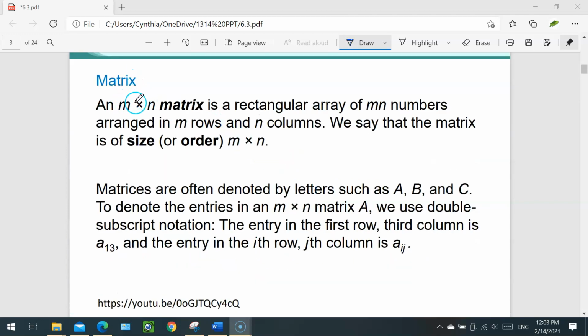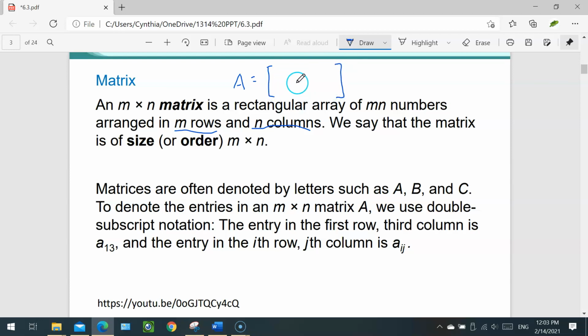A matrix is an M by N array of M times N numbers arranged. M represents the rows, N is the columns. We say that the matrix is of size M by N. For example, I have the matrix A. With a matrix, we use a big bracket to enclose the elements of the matrix.